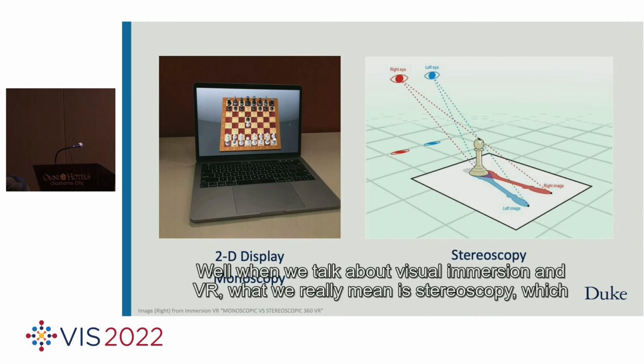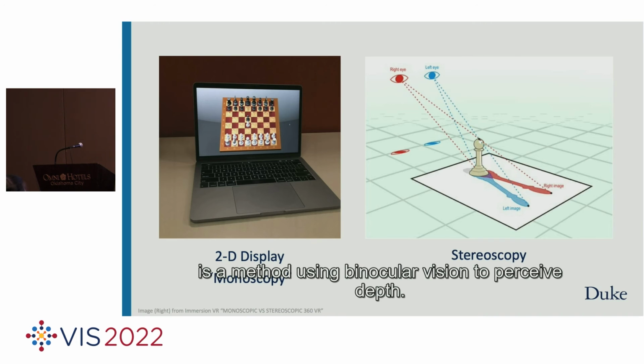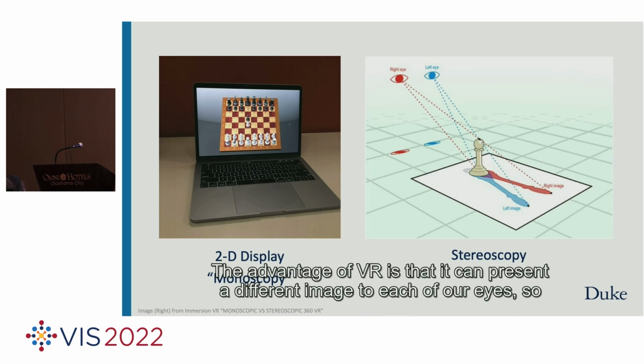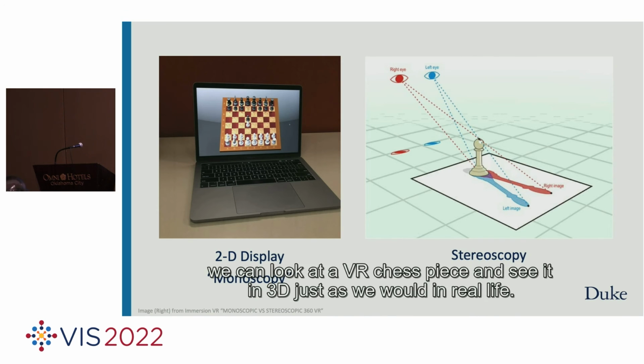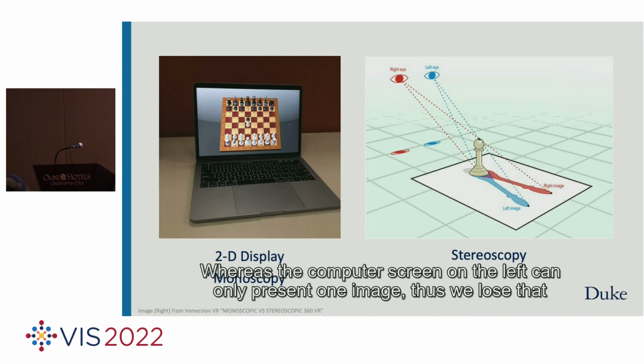Well, when we speak about visual immersion and VR, what we really mean is stereoscopy, which is a method of using binocular vision to perceive depth. The advantage of VR is that it can present a different image to each of our eyes, so we can look at a VR chess piece and see it in 3D just like we would in real life, whereas the computer screen on the left can only present one image, thus we lose that information.